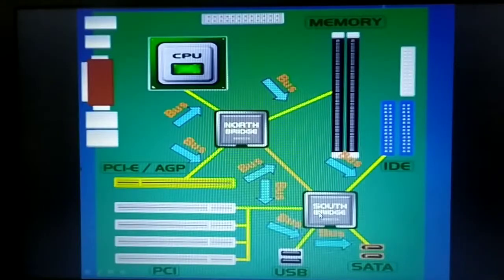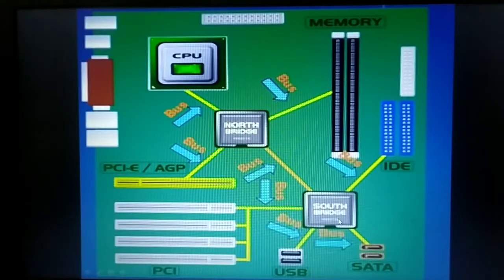The south bridge is placed in the bottom part of your motherboard. It handles the lower components, and the south bridge is comparatively slower than the north bridge.